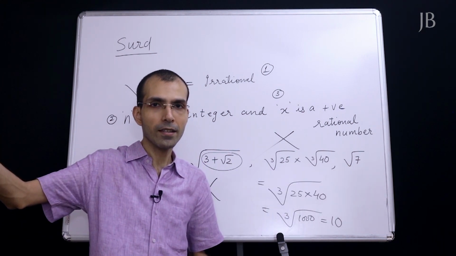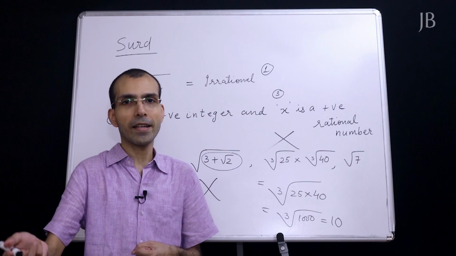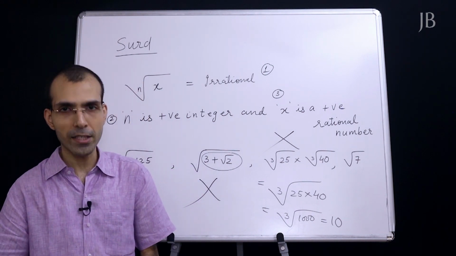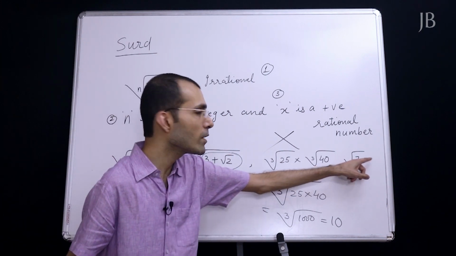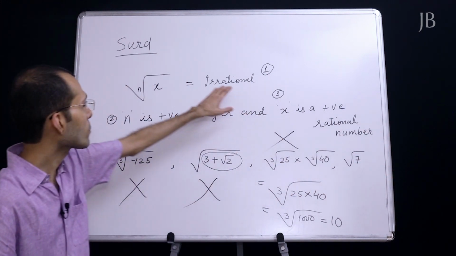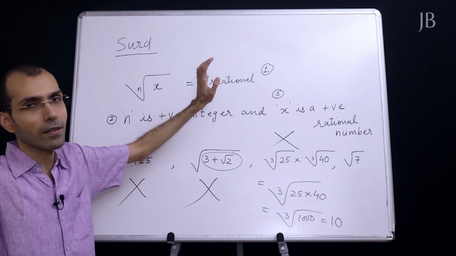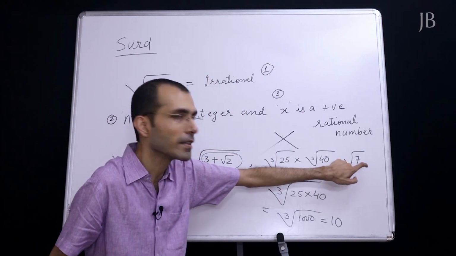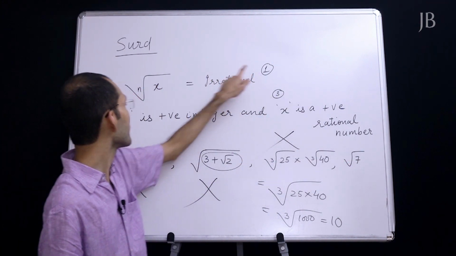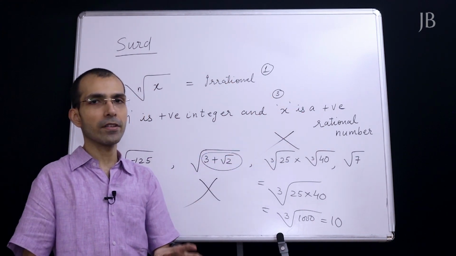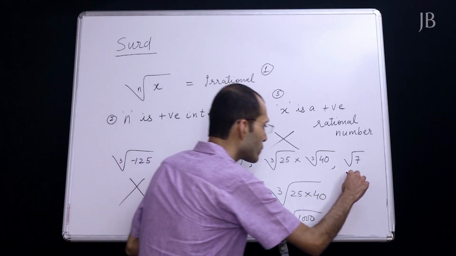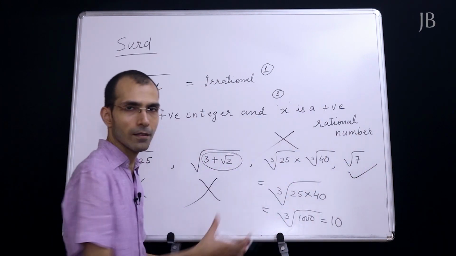If I do root of 7, it will not be a rational number. We know all square roots are irrational numbers except the square roots of perfect squares. So this answer will result in an irrational number. So it satisfies condition number 1. So this is a surd, as it satisfies all the three conditions laid down in the definition of a surd.